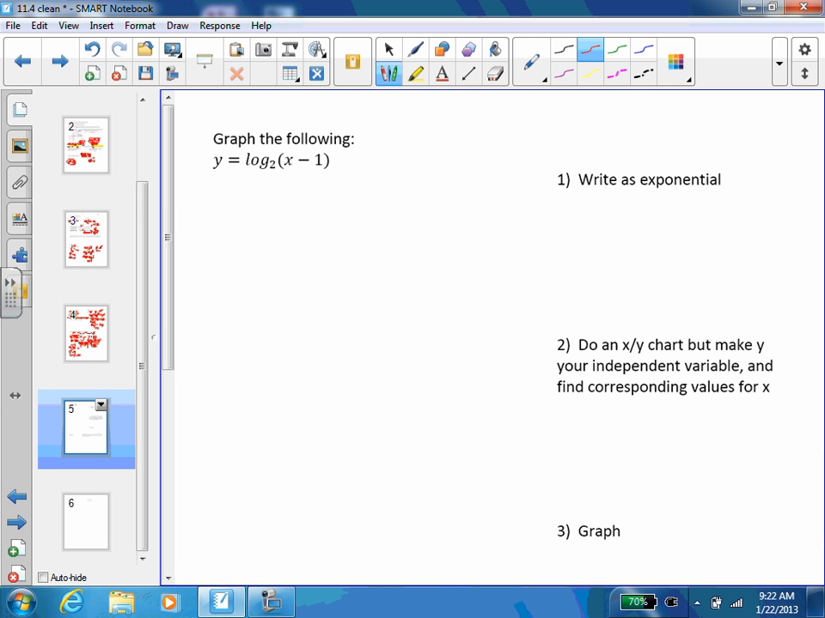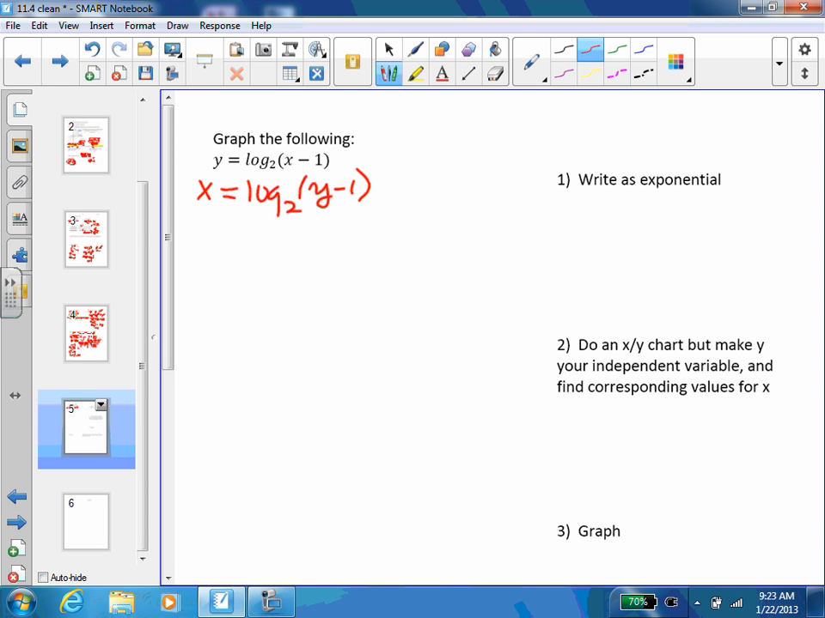All right, so the first thing that we want to do, though, is switch the x and the y. Because if we're writing it as an exponential, isn't that the inverse, right? So the first thing that you do when you do your inverse is you switch your x and your y. So x is equal to log base 2 of y minus 1. Because remember, we're going to have to solve for y.